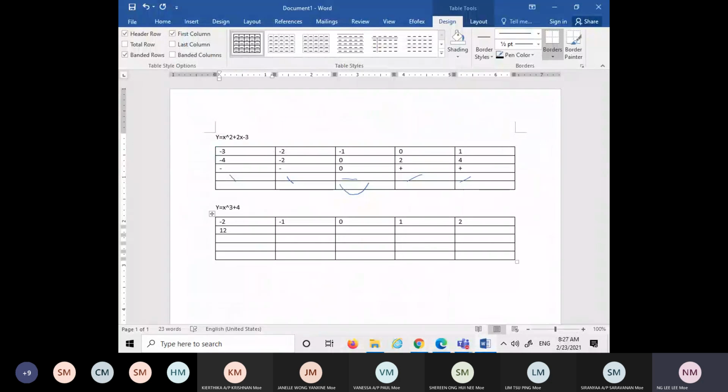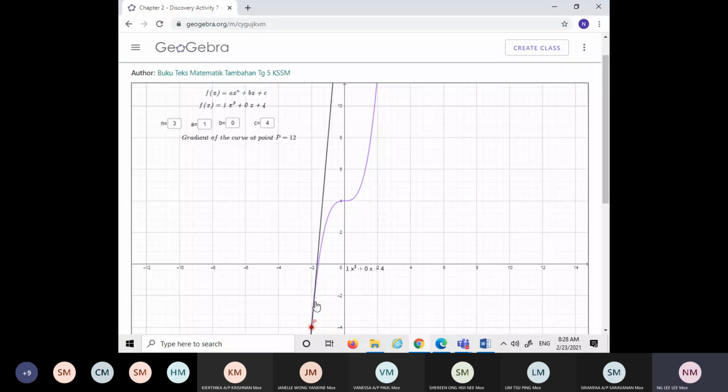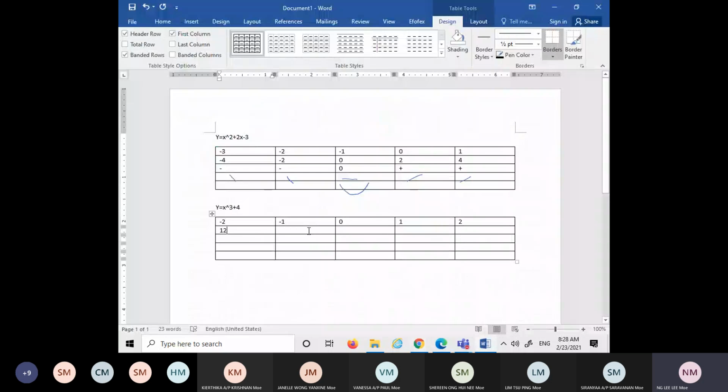This is 12. Okay, next point is when x is -1. So I'm going to drag. When x is -1, it should be 3. Okay, around here. This should be 3. This is 3.